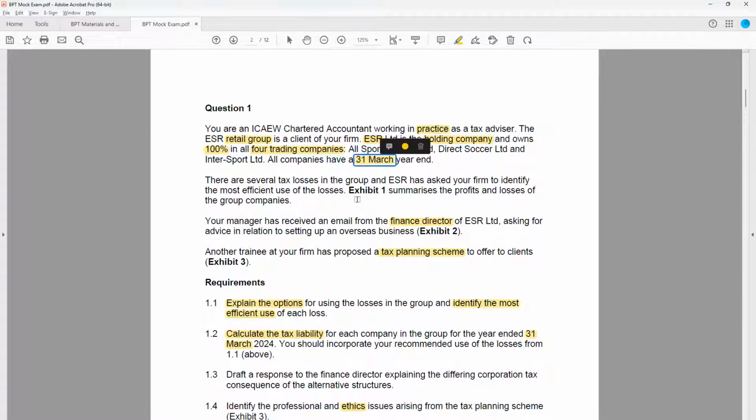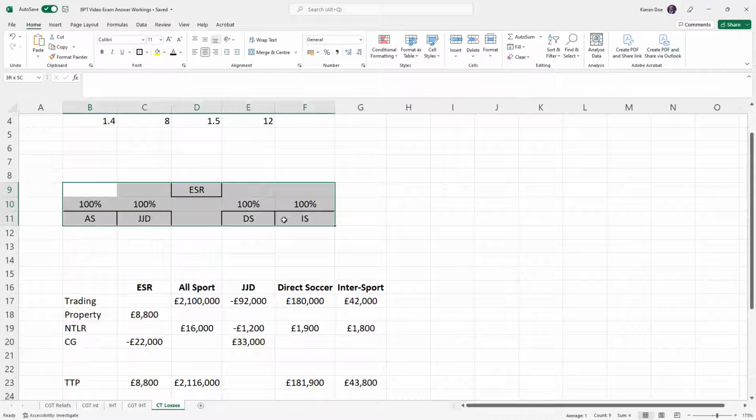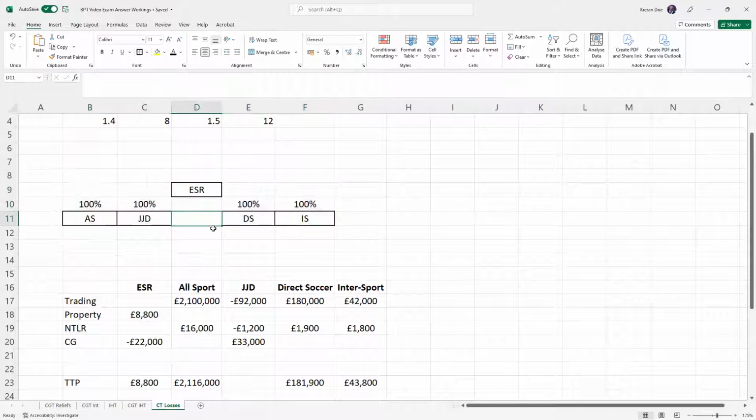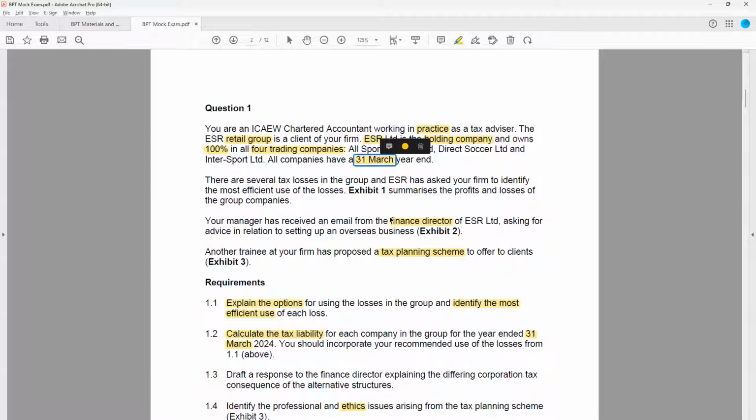And of course, they've all got the same year end. And as far as we know, they've all been owned for the whole period, unless we're told otherwise, we'd assume that. Therefore, we're not going to have any issues when they're only part of the group for part of the period, and therefore only part of the loss can be claimed. So this is very straightforward, really, in terms of the group structure.